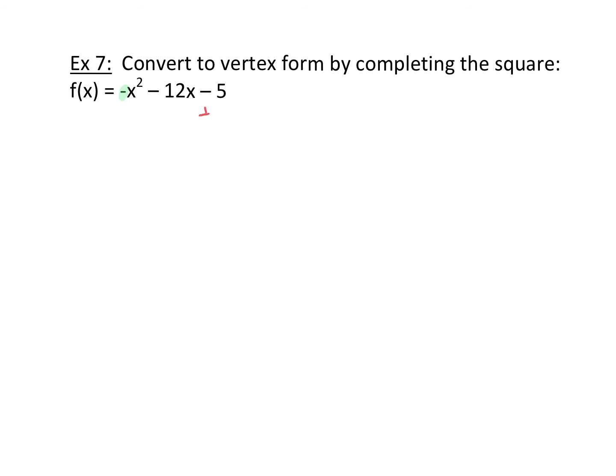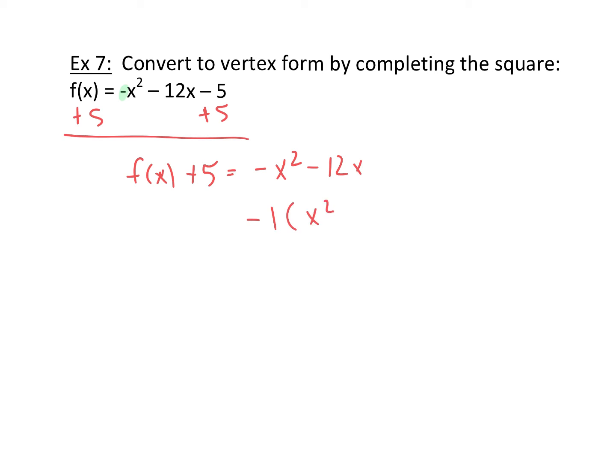I'm going to add 5, again moving the C value first. If you want to use Y instead of f of x, you can. I have -x squared minus 12x. This A value has to be a 1, so I'm going to pull out -1 and copy everything else. Now, I'm going to complete the square.